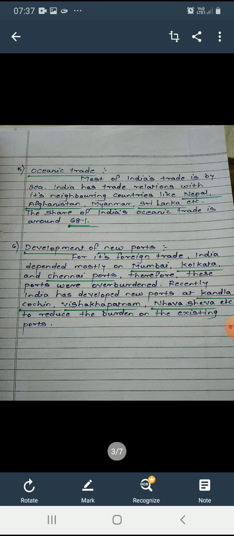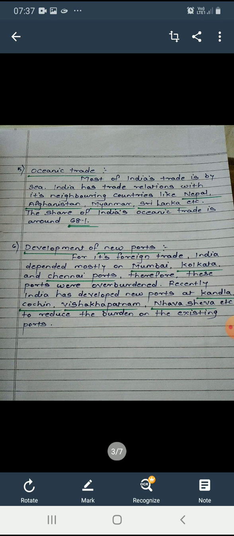Okay, so here, in the features of composition of India's foreign trade, see the feature points again. First point, increasing share of gross national income. Second, increase in volume and value of trade. Third, change in the composition of exports. Fourth, change in the composition of imports. Fifth, oceanic trade. Sixth, development of new ports.